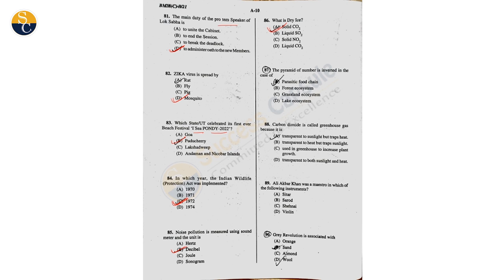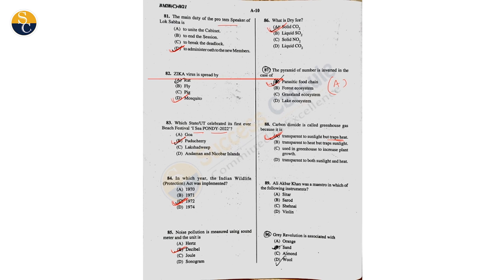The pyramid of number is inverted in case of parasitic food chain. Because in parasitic food chain, a single plant supports the growth of many herbivores. So, A is the correct answer. Next, carbon dioxide is called greenhouse gas because it is transparent to sunlight but traps heat, ending up in warming of earth. So, A is the correct answer.